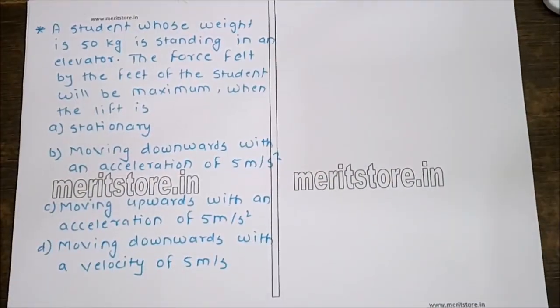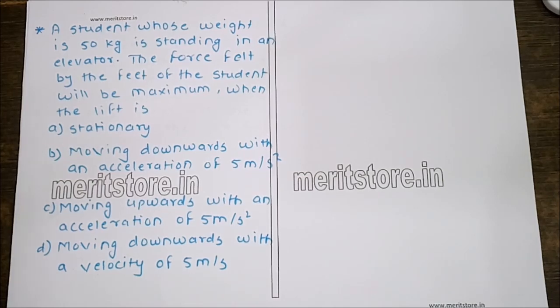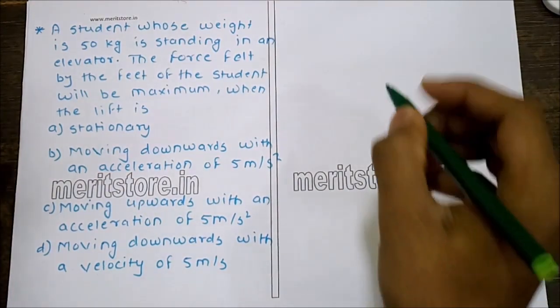A student whose weight is 50 kg is standing in an elevator. The force felt by the feet of the student will be maximum when the lift is: stationary, moving downwards with an acceleration of 5 meters per second square, moving upwards with an acceleration of 5 meters per second square, or moving downwards with a velocity of 5 meters per second.